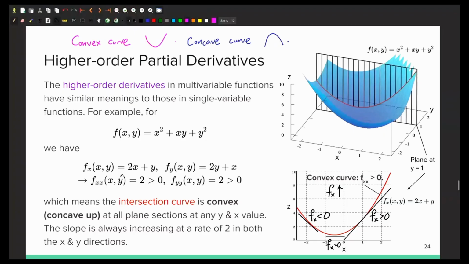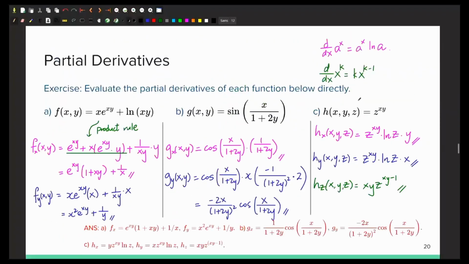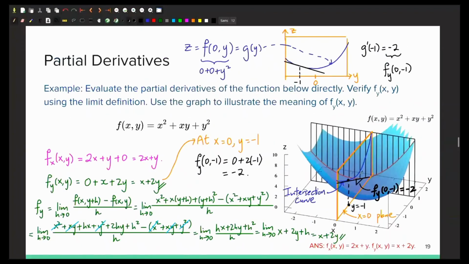Yes. This curve can only show f sub xx. Because, let's say for example, this red color intersection curve means I already fixed y. So after I fix y, this is x. So I can only see f sub xx from this graph. I cannot see f sub yy. In order for me to see f sub yy, I must go back to this one, the orange color plane.